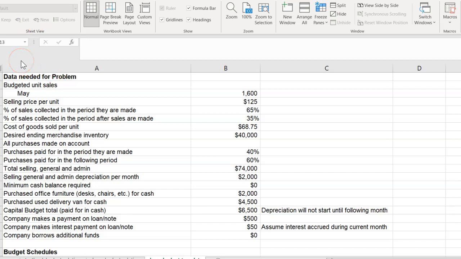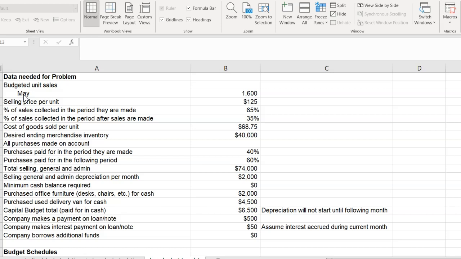So this week we're going to be covering the final pieces of the master budget. We already went over all these pieces that go into the income statement, and we went over the cash budget. So now we're just going to touch on the last two components, which would be the capital budget and the balance sheet, and then we're going to put it all together.